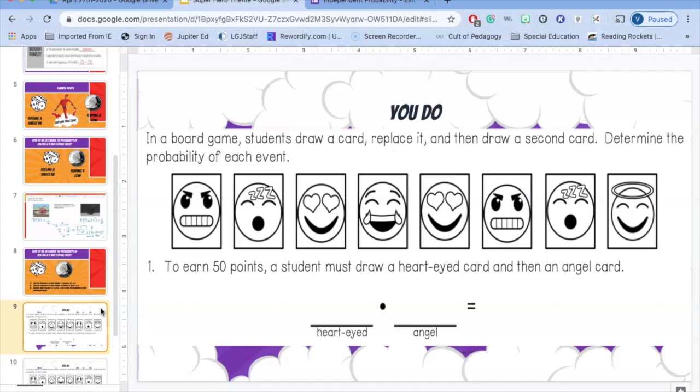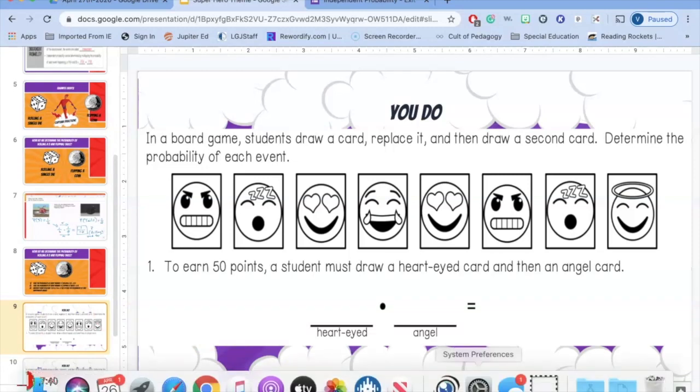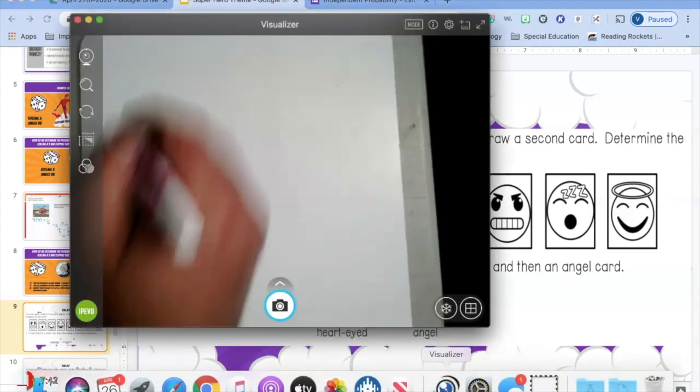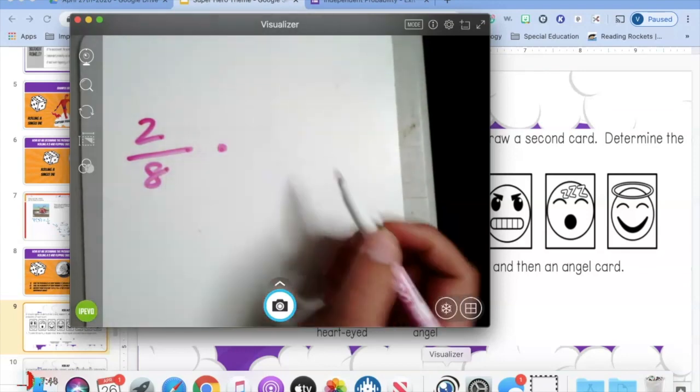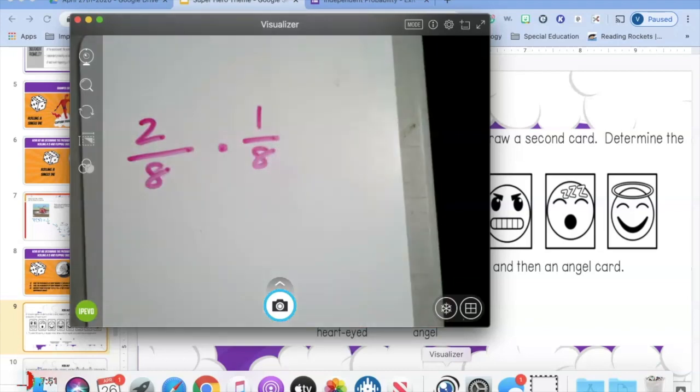Now, how many angel cards do we have? If we picked 1, you are absolutely correct. Now, what would be the probability of picking an angel card? Right, 1/8. So, I just found out the probability of 2 independent events. So, if I do the math, I find that heart shape had 2 out of 8, and our angel had 1 out of 8.